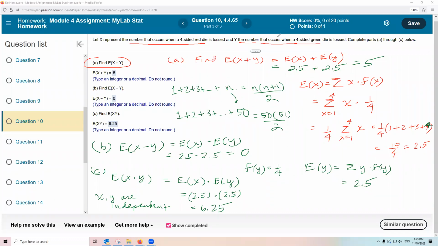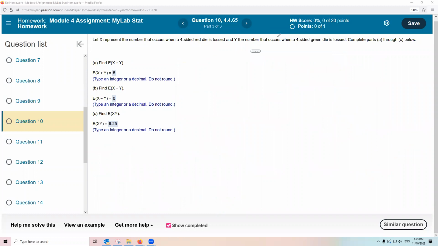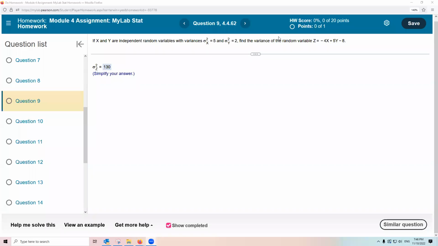Folks, let me do one more example here. All right, folks, let's look at this example. This is question 9. It says here, if x and y are independent random variables, the variance of x is 5, the variance of y is 2. Find the variance of this random variable called c that's formed by negative 4x plus 5y minus 8.